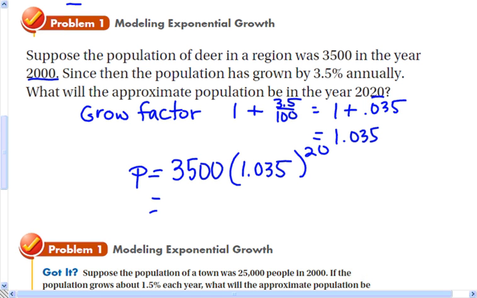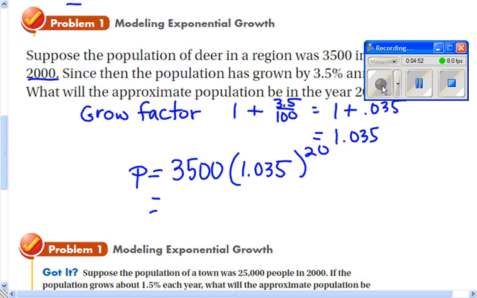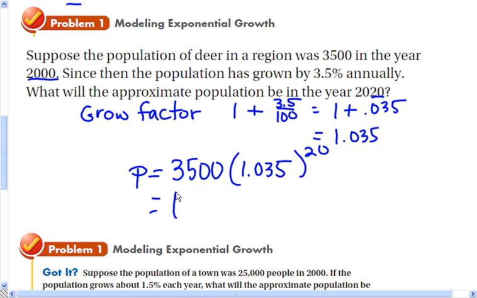So if I multiply that, I need a calculator for that one. I get 6,964 and then some decimals. But since I'm talking about a population, I think it makes sense to round to the nearest whole. So I'm going to say 6,964. All right, go ahead, you try that.